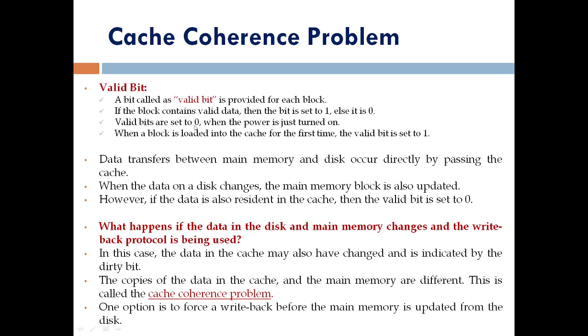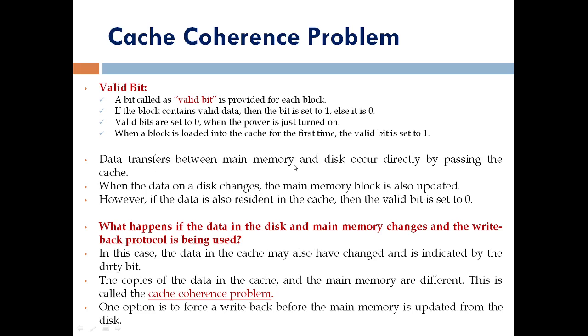Valid bits are set to 0 when the power is just turned on. When a block is loaded into the cache for the first time, the valid bit is set to 1. So when that block is referred to by the processor for the first time, the value becomes 1.